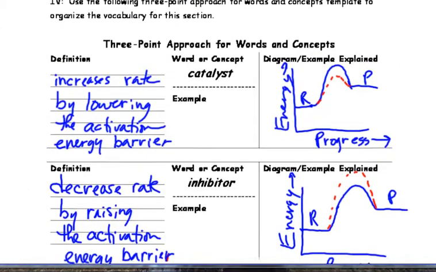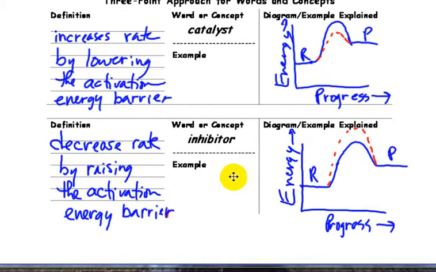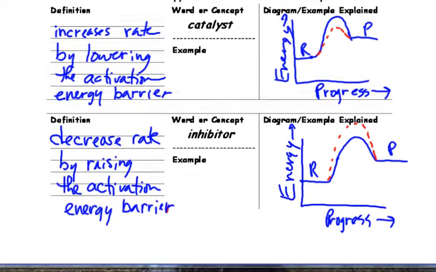So the vocab here, just two things. Catalyst increases the rate by lowering the activation energy barrier, whereas inhibitor decreases the rate by increasing the energy requirements, so it increases the activation energy barrier.